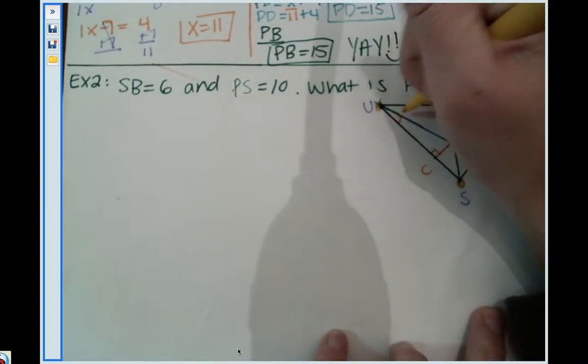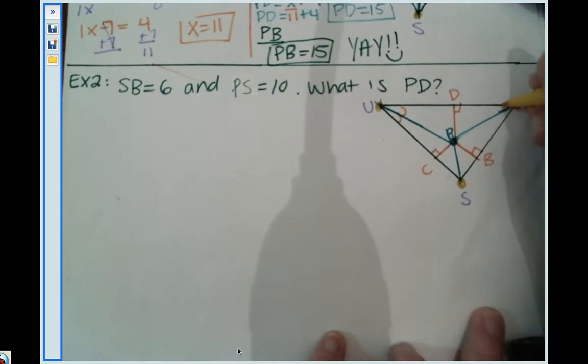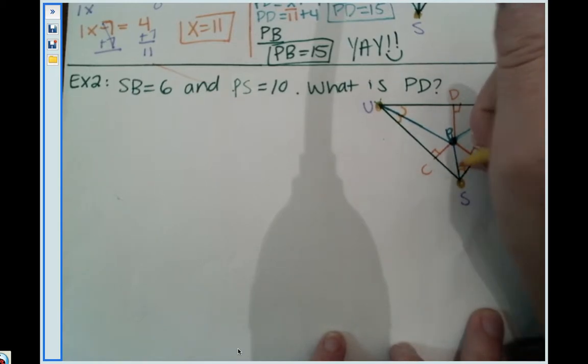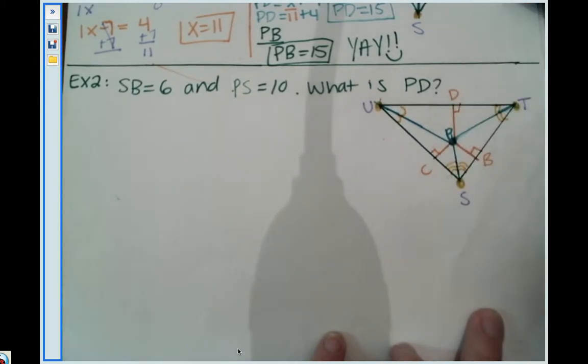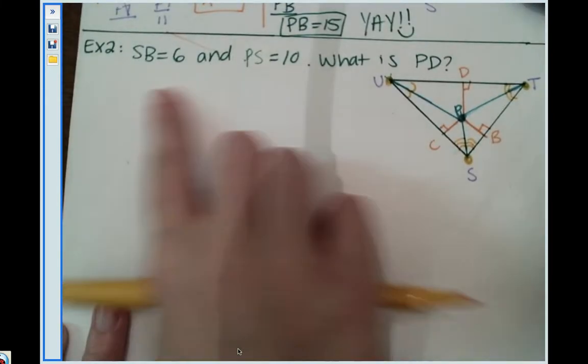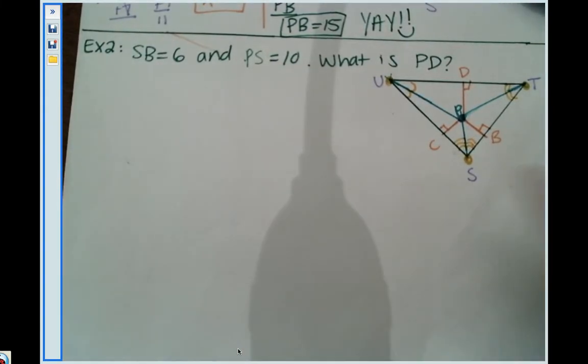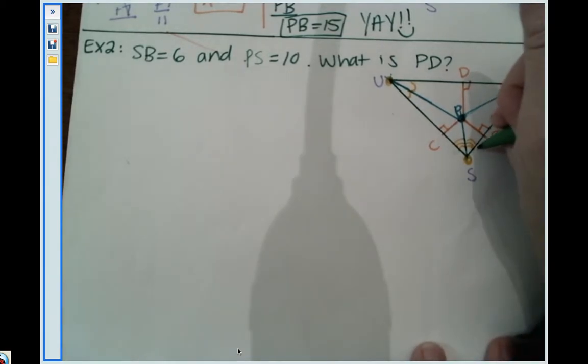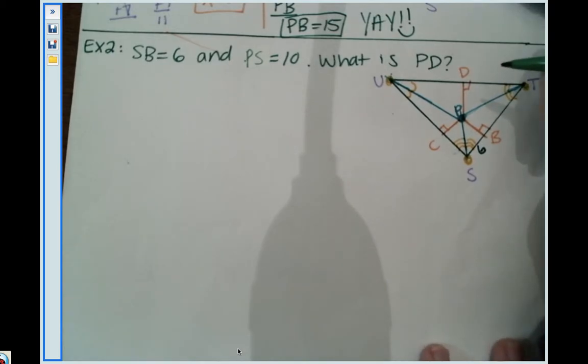So this angle is congruent to that angle. This angle is congruent to that angle. And this angle is congruent to that angle. All right, let's see what this problem has in store for us. So it says SB is 6, which I'll label on my picture as I go. So SB is 6, PS is 10. So PS is right here.